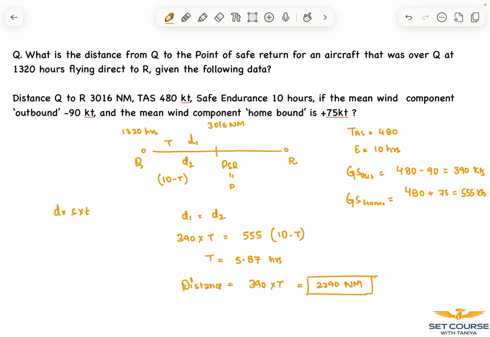So this was all regarding the point of safe return, the PSR, or the point of no return, the PNR. The most important thing to remember in this entire concept is that safe endurance is actually the sum of the time from our departure to the point of safe return plus the time from the point of safe return back to our departure airfield, or the departure alternate.